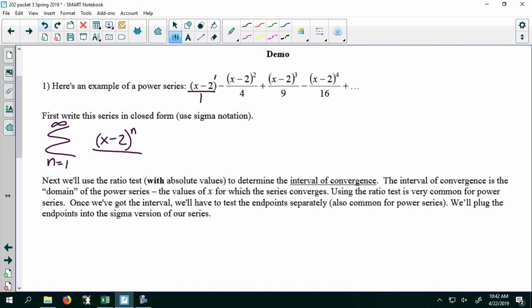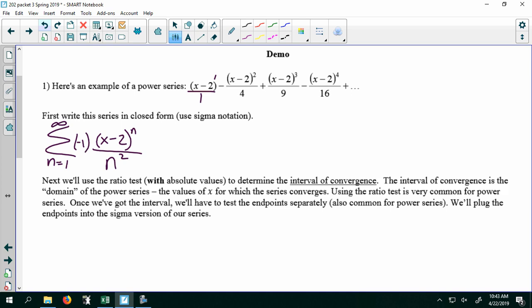And then what is the denominator? How is it related to n? N squared. This is 1 squared, 2 squared, 3 squared, 4 squared. So my denominators are n squareds. And then I have to deal with the fact that these signs are alternating. I have positive, negative, positive, negative, positive, negative. And alternating signs we usually handle by doing -1 to a power. So I'm going to do -1, and then I have to decide what power to put up here.